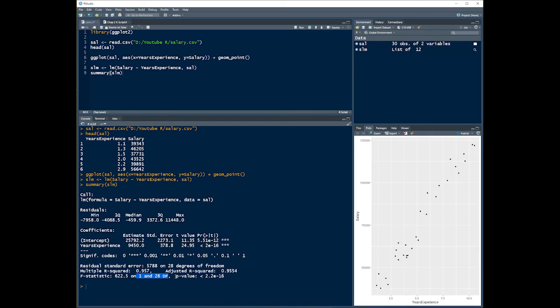So we have this test done here, and we calculated the p-value, which is also a lot less than 0.05. So in this case we can reject the null hypothesis as well, and we can say that this overall model with only one independent variable, which is years of experience in our case, can significantly predict the dependent variable, which is salary in this example.